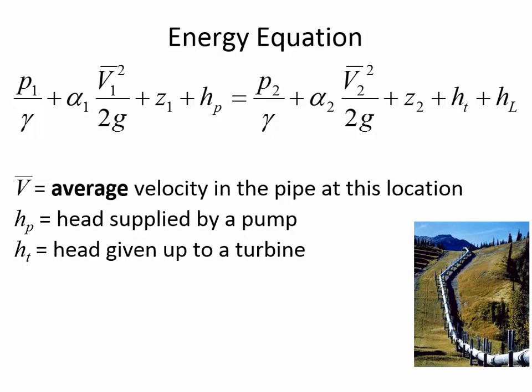H sub T is saying head given up to a turbine. And again, instead of supplied by, which means energy coming in, given up to implies that there's energy leaving the system because of the turbine. So energy is being lost there. And that's why it's on the right side of the equation. We don't have to put in a negative sign because energy is leaving. All we have to do is say if it's on the right side of the equation, then it automatically will be subtracting from how much energy is left over at 2. Because if there's lots of energy that went into the turbine, then there will be less left over to go into P2, V2, and the elevation head.